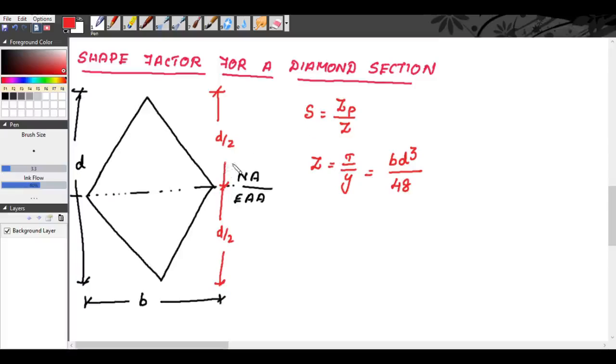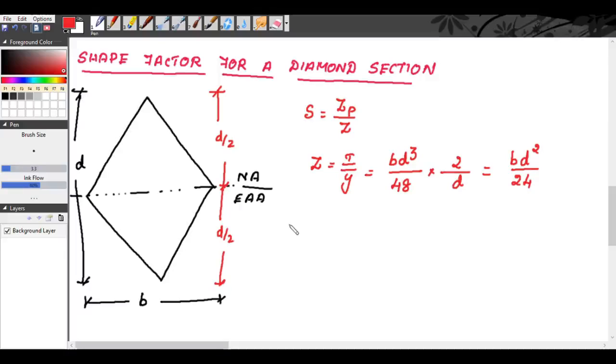Okay. So moment of inertia. Calculating moment of inertia, you can use parallel axis theorem, perpendicular axis theorem, etc. That is beyond our scope now because you have studied it earlier. So now we will write the value for I directly. So I is BD cube by 48 divided by Y. So Y is the distance from the neutral axis to the extreme fiber. So it is D by 2. So we get Z is equal to BD square by 24.